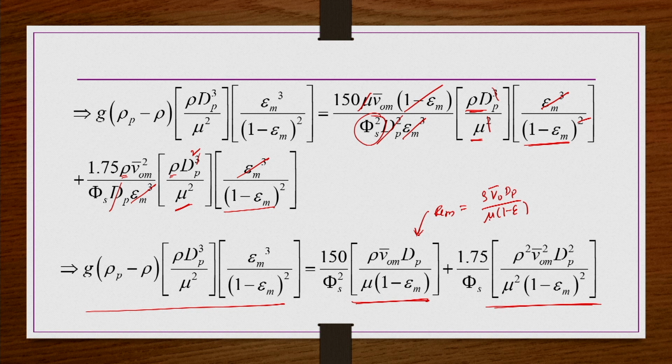So, since we are doing this at the minimum fluidization condition, this epsilon should be replaced by epsilon m, and then V0 bar should be replaced by minimum fluidization velocity. So, that is the reason I am calling it REM, or the Reynolds number at minimum fluidization conditions. Okay. So, left hand side is equals to 150 REM plus 1.75 REM square for spherical particles, that is what we get here.